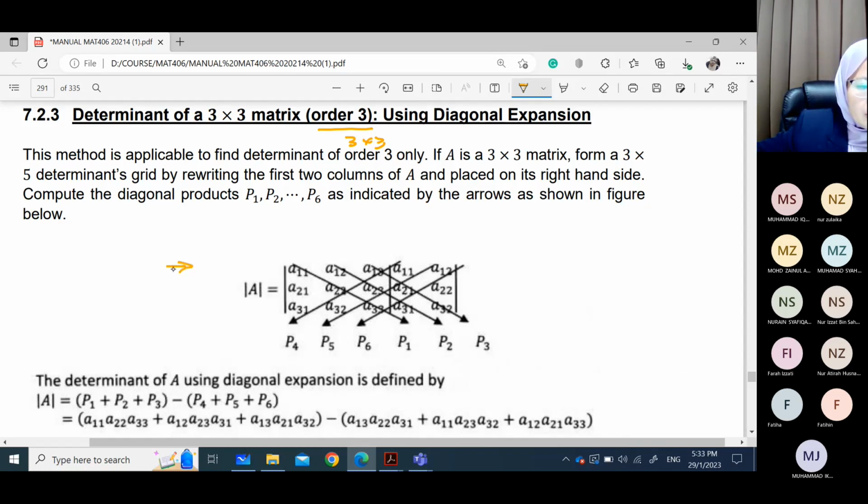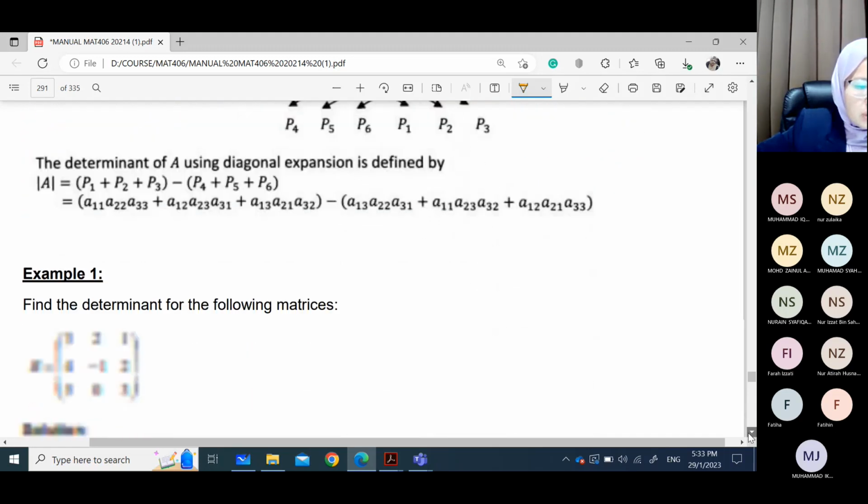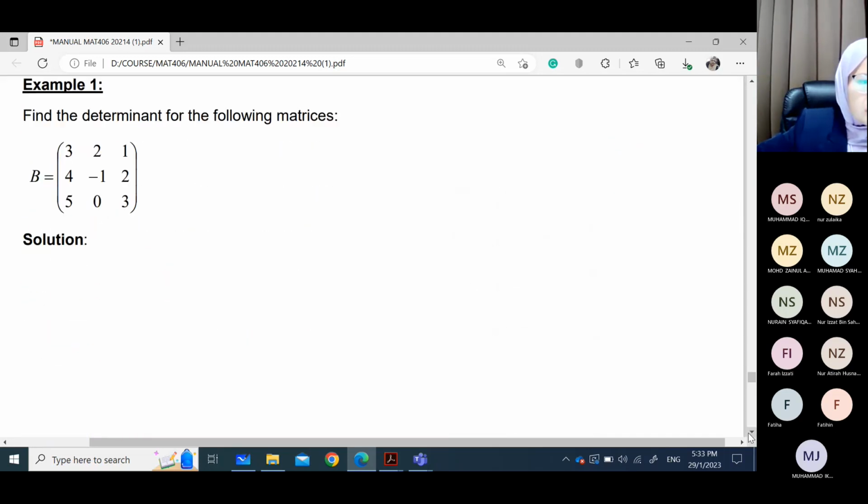Ingat formula bagi matrix diagonal expansion. Okay, so kita tengok example yang pertama. So find the determinant for the following matrices. So we have this matrix, 3 by 3 matrix B. So 3, 2, 1, 4, negative 1, 2, 5, 0, 3. Okay, so find this determinant.